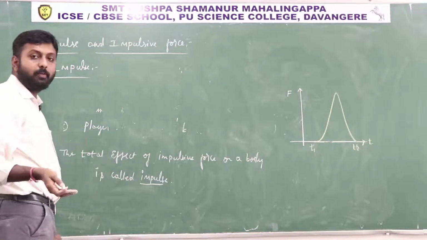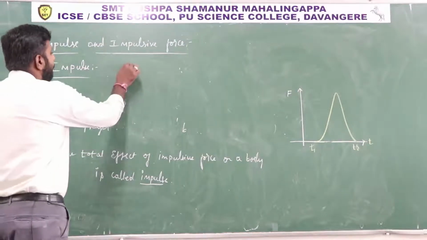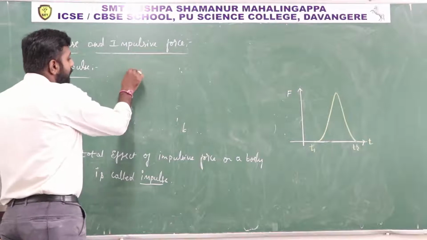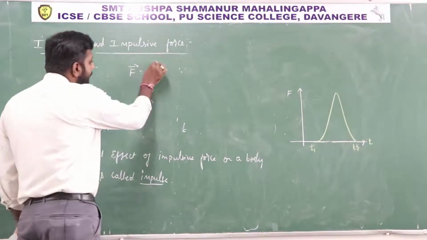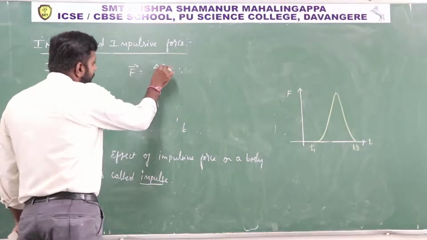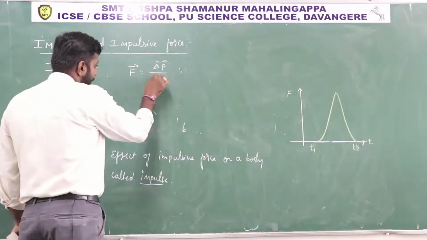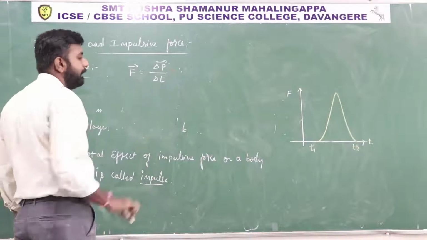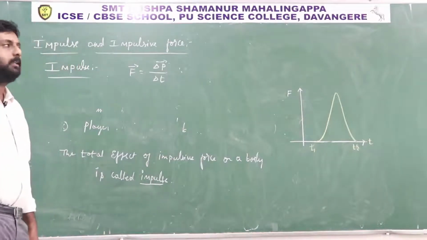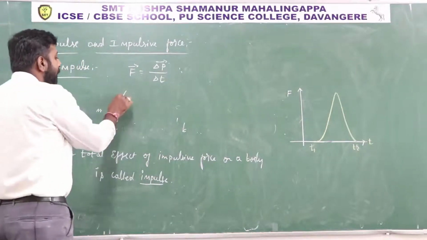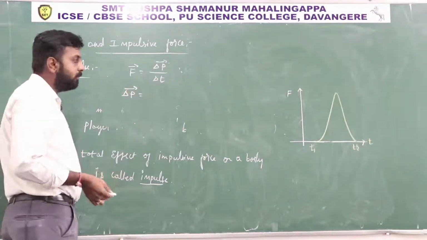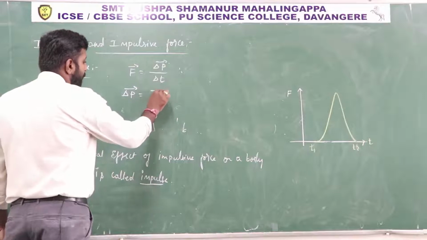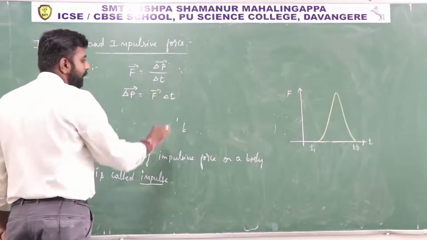You know Newton's second law of motion. From Newton's second law of motion, the applied external force is equal to the rate of change of momentum, delta p divided by delta t. Then what is the value of delta P? Delta P is equal to force multiplied by time.